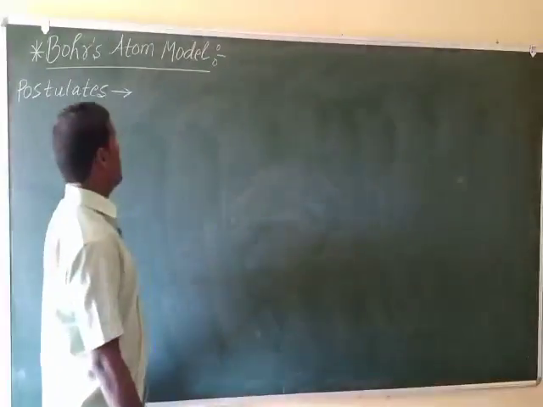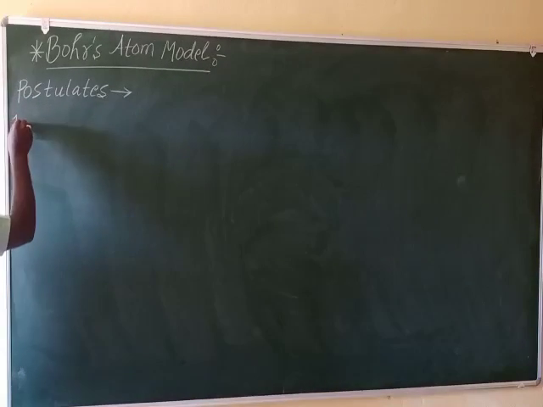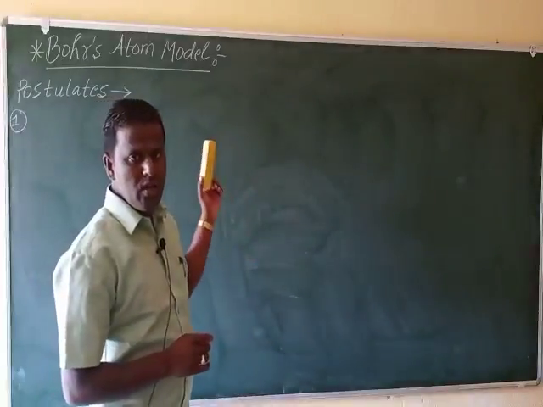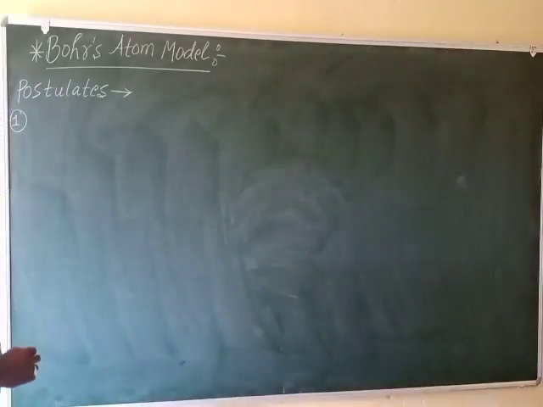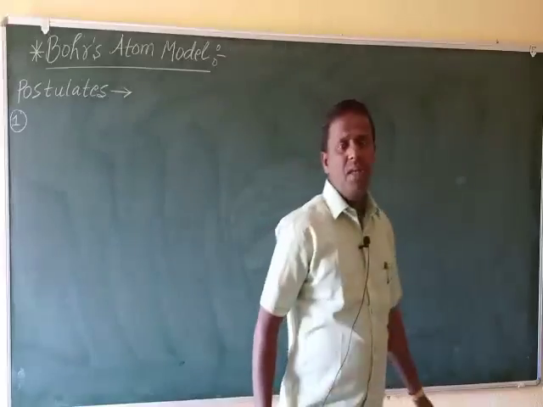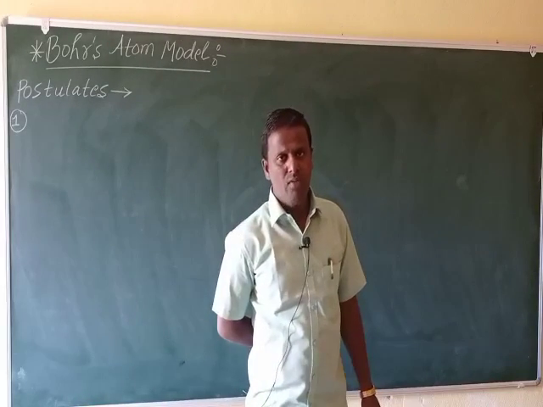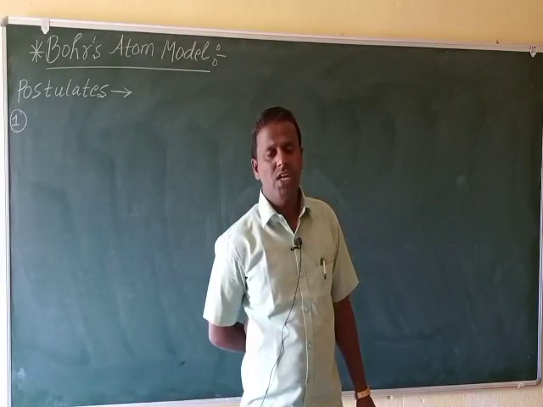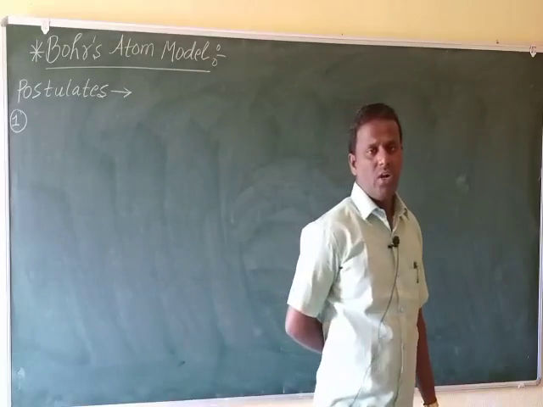Right? So what is the first point of Bohr's atom model? Here the first point is exactly similar to the point of Rutherford's atom model. All the electrons are revolving in a circular orbit with the help of centripetal force. That centripetal force is given by the electrostatic force of attraction between the positively charged nucleus and negatively charged electrons.